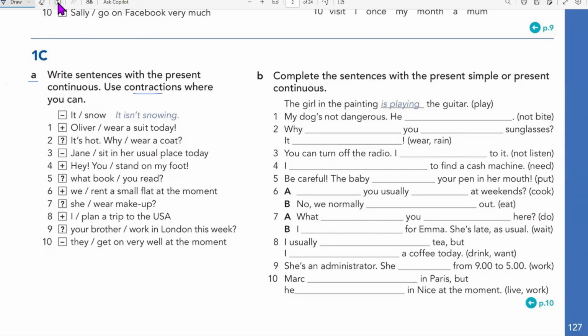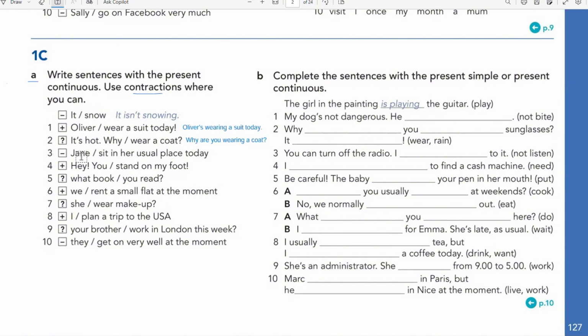Okay, number 1, Oliver, the positive. So Oliver is he. So Oliver is wearing a suit today. So let's write it down here. We're going to use a contraction here. Oliver's wearing a suit today. That's it. Number 2, it's hot. Why wear a coat? So why, question, are you wearing a coat? Why are you wearing a coat? We can't use a contraction here because it's a question. Why are you wearing a coat?